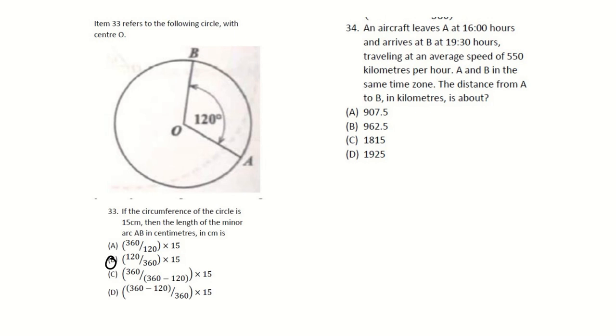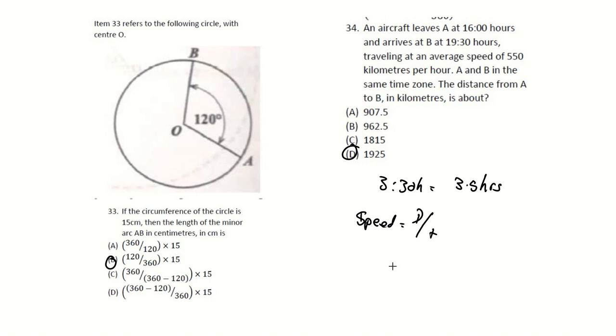An aircraft leaves at 1600 hours. Oh, we did this question already. I think it was 1925. But let's do it. An aircraft leaves at 1600 hours and arrives at 1930 hours. That means it took 3 hours 30 minutes, which is 3.5 hours. The speed is 550, so they want to know the distance. We know that speed is distance over time.